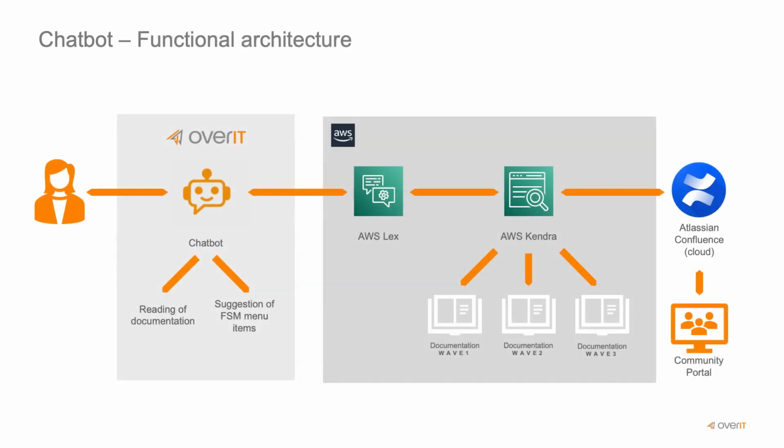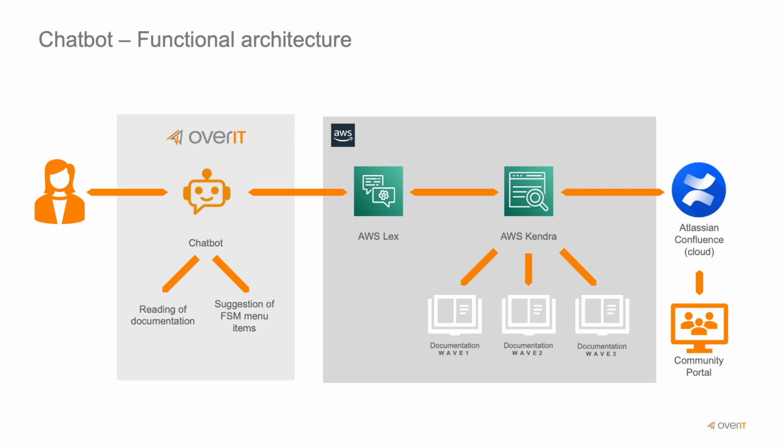Let's explore the chatbot's architecture. The dispatcher interacts with the chatbot features and can choose one of the following options: reading of official documentation and suggestion of FSM menu items automatically. To do this, the chatbot invokes an Amazon Web Service named Lex, which is the real bot.